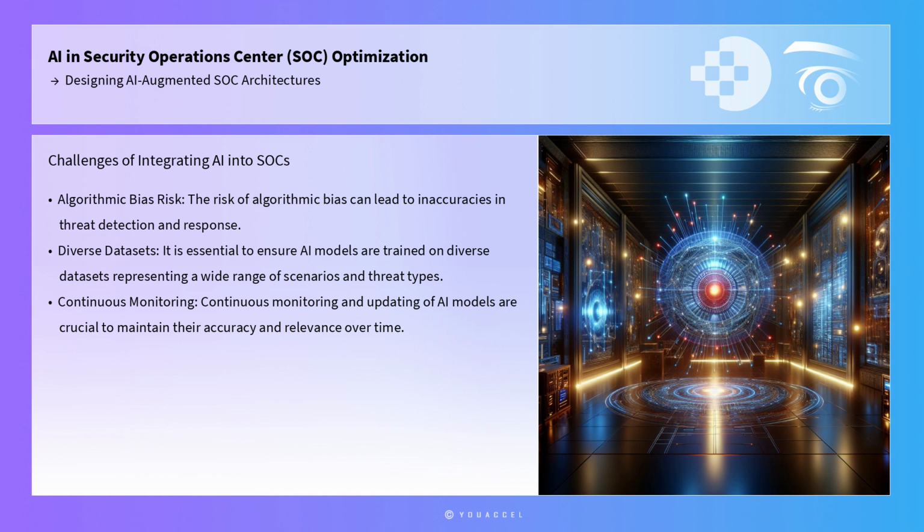Despite the benefits, integrating AI into SOCs presents certain challenges that must be addressed. One of the primary concerns is the risk of algorithmic bias, which can lead to inaccuracies in threat detection and response. To mitigate this risk, it is essential to ensure that AI models are trained on diverse datasets that represent a wide range of scenarios and threat types. Continuous monitoring and updating of AI models are also crucial to maintain their accuracy and relevance over time.